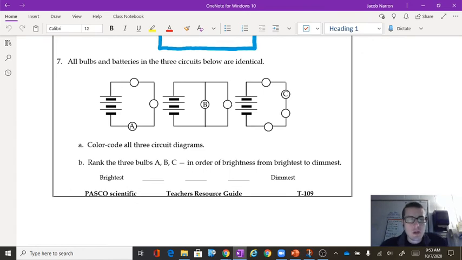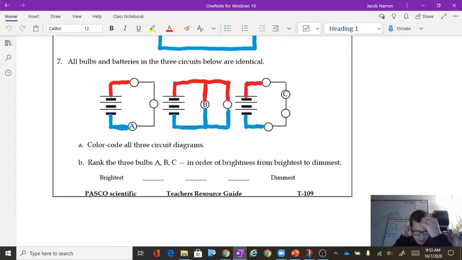That's great. Color code all 3. You got it. I'm going to start with red and go everywhere that red can go in each of these circuits. Then I'm going to switch over to blue. I'm going to go everywhere that blue can go in each of these circuits. I'm going to go out on a limb and say bulb B is probably going to be brightest. I'm going to do the same thing with my other colors.